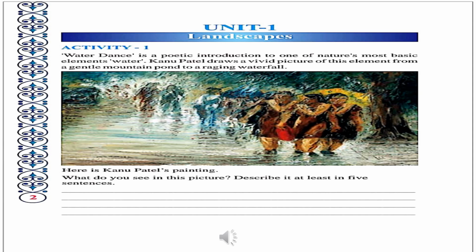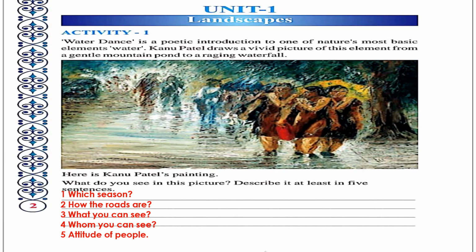For example, the first sentence we can write: the given painting represents monsoon. The second: the road is wet due to rain. Like the same, you make the 5 sentences and write them out. Here are some hints for you to make the sentences. You just answer the questions that I gave on the screen.